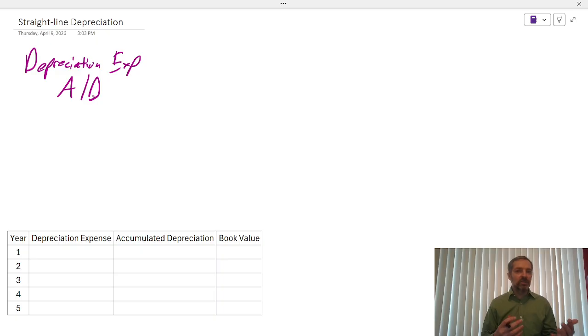Accumulated depreciation is a contra asset, meaning that it belongs with something else. In this case, it belongs with our equipment, our machinery, our building, whatever the depreciation relates to. And it's a negative asset. So it always belongs with our equipment, but it's like negative equipment. It keeps track of how much of it we have used up.